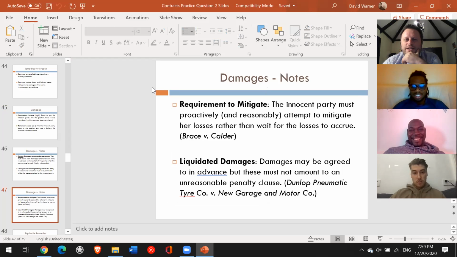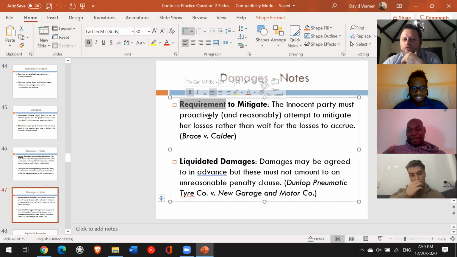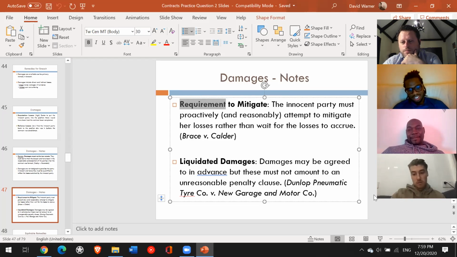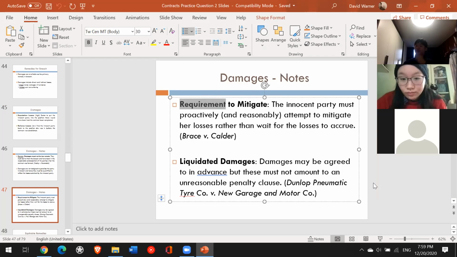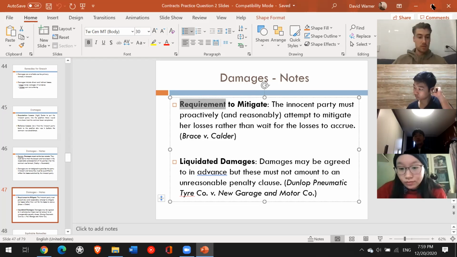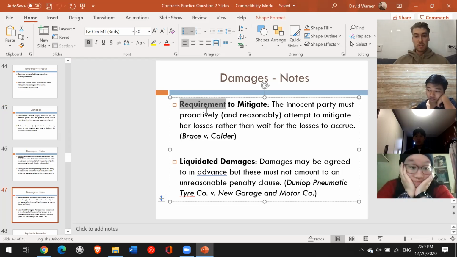But what is this requirement? This is a requirement that people have to do something. What do they have to do? Go ahead, Harry. Yeah, I was going to say she spent 300 on a new sofa. Could she maybe have found a cheaper option? That's correct. That's the requirement. The requirement is you have to look for a cheaper option.